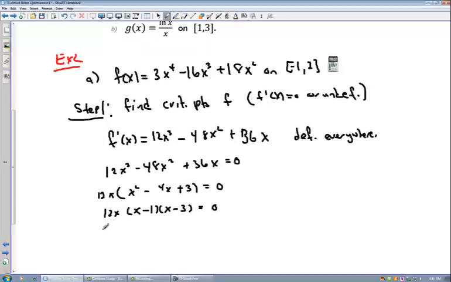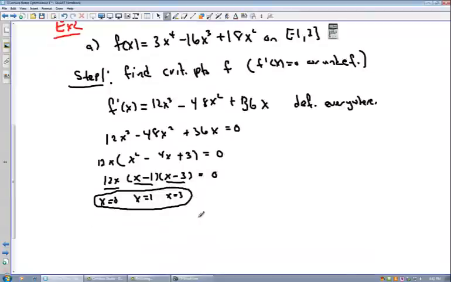And I'm actually going to get 3 points here. I have x could be 0, so 12x could be 0, so x is 0. Or this could be 0 right here, which means x is equal to 1. Or this could be 0 right there, which means x is equal to 3. So you have 3 things. 12x could be 0, so x is 0. X minus 1 could be 0, so x is 1. Or I could have x minus 3 equal to 0, so x is equal to 3. So you find 3 critical points.